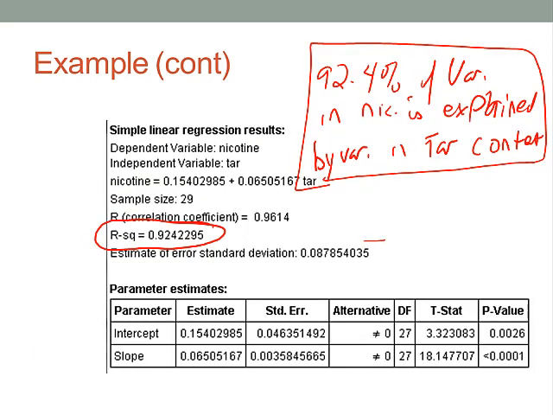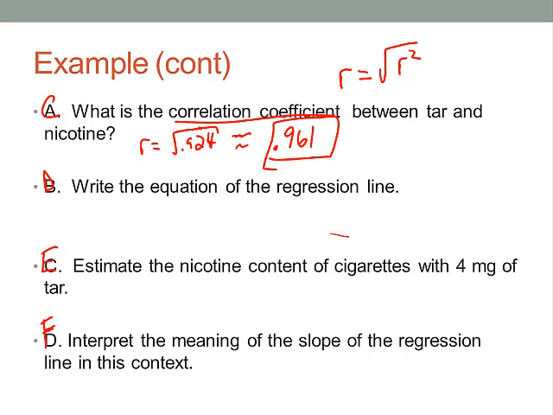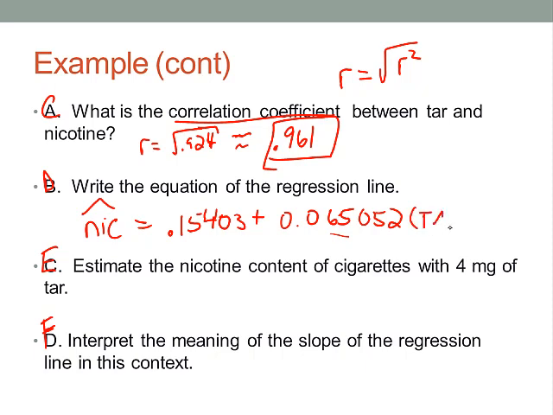If we go over here, here's the equation right here. So you're just going to rewrite that. I'll abbreviate this: nicotine equals 0.15403 plus 0.065052 times the tar. You could have certainly reversed these around. You could put that over there if you wanted to.